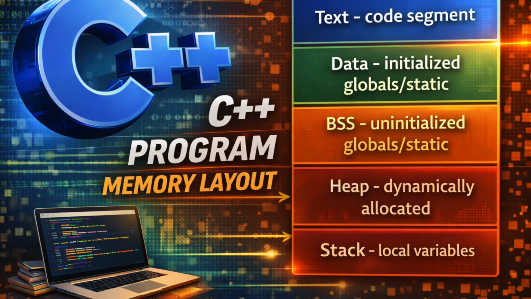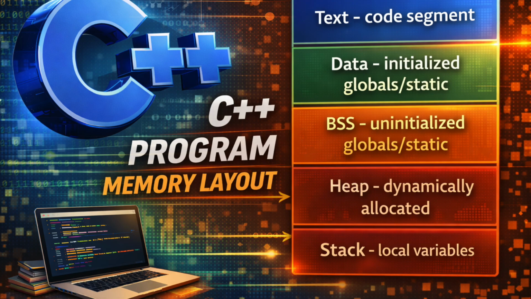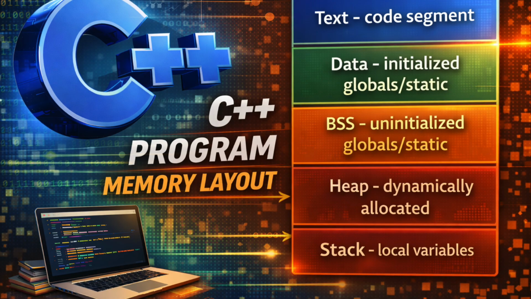Moving up from text, we hit the data segment. Also called the initialized data segment. This is where your global and static variables live, but only if they have been explicitly initialized with a non-zero value when you compiled the code. So if I have a global integer, int counter = 50, that value, 50, is stored in the data segment.